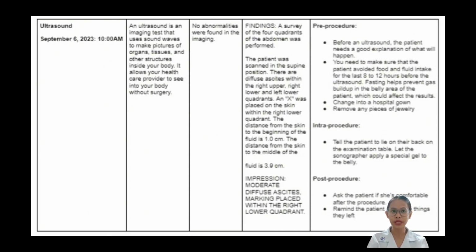An X was placed on the skin within the right lower quadrant. The distance from the skin to the beginning of the fluid is 1.0 centimeter. The distance from the skin to the middle of the fluid is 3.9 centimeters. And the impression for this is moderate diffuse ascites marking place within the right lower quadrant.